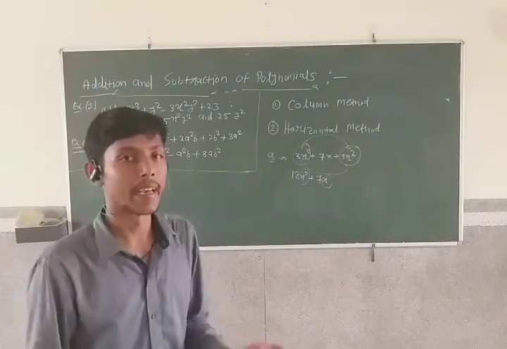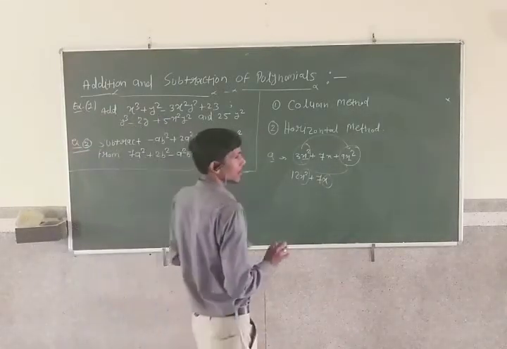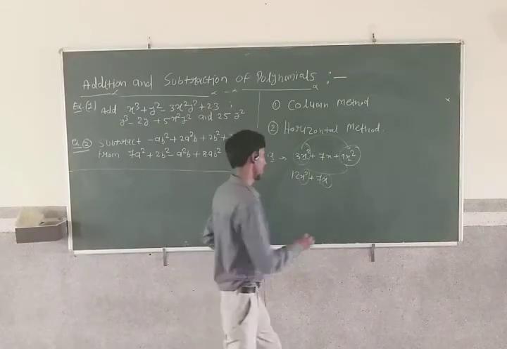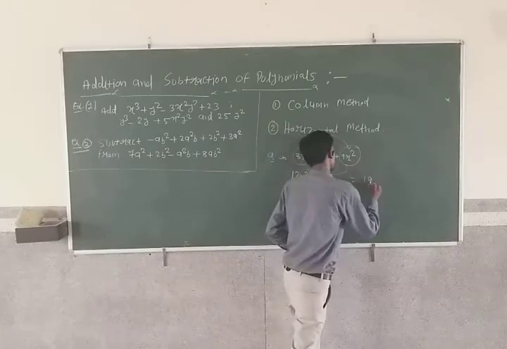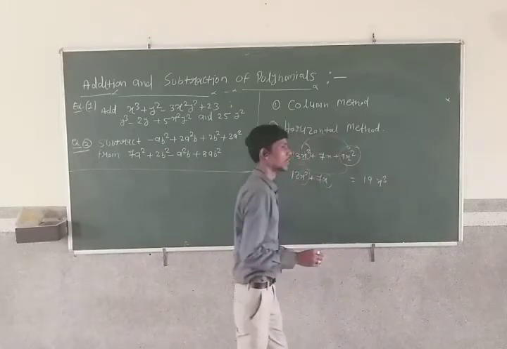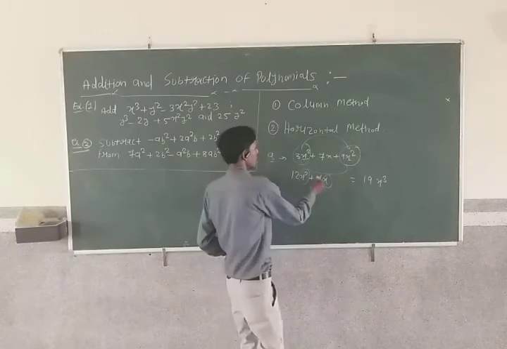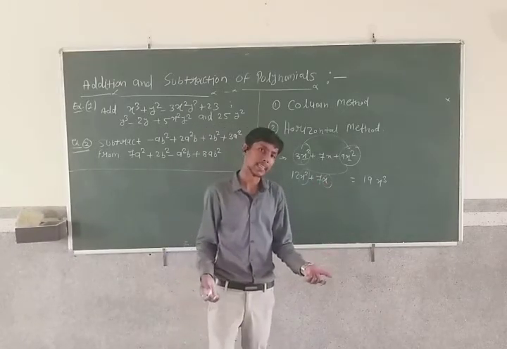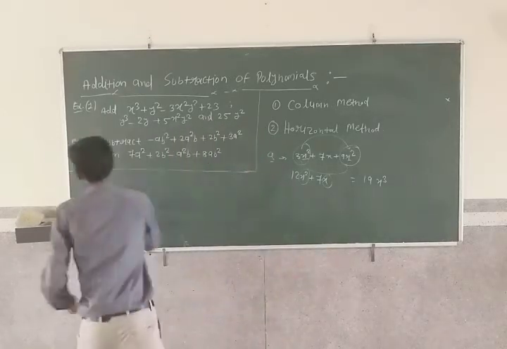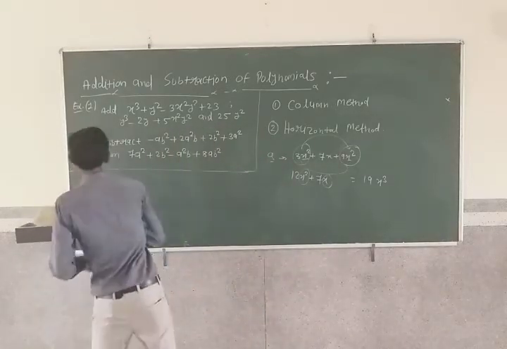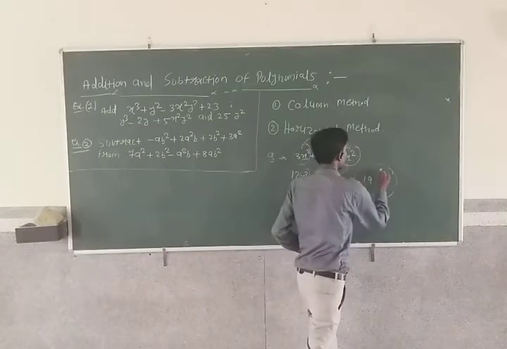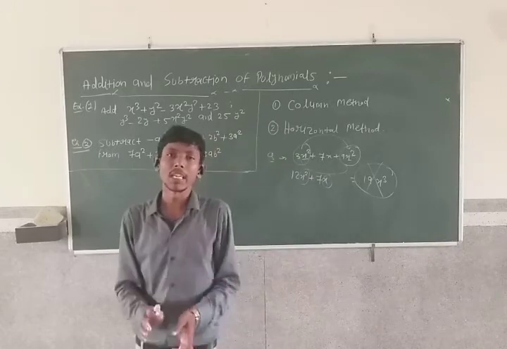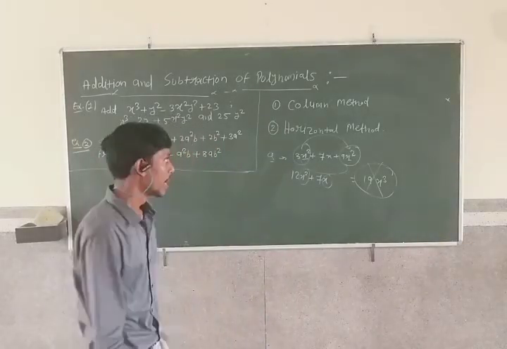So we cannot add. Many times students make mistakes. What mistake do they make? They will write the answer as 19x cubed. They will add the power 2 and power 1 to get power 3, and 12 plus 7 to get 19. They will write 19x cubed. No, that is not correct. We cannot write it like that. They both are not like terms, so we cannot add.